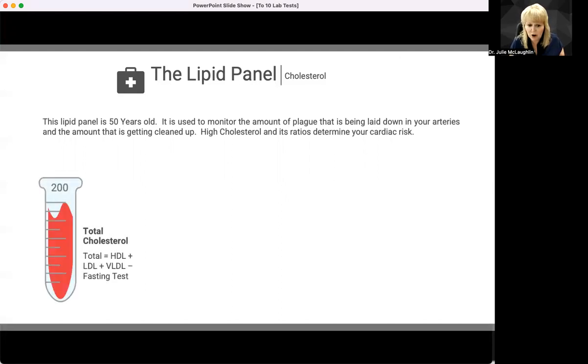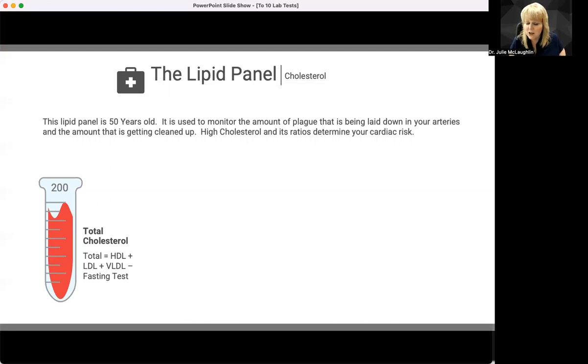For total cholesterol, we want to be below 200, and that's both for lab range and functional medicine range. One thing I want you to know: I don't want you to freak out if your total cholesterol is high, because it's a math problem. Your total cholesterol equals your HDL plus your LDL plus your VLDL. Literally, if you took out a calculator or wrote it on a piece of paper and added those 3 numbers up, that would equal your total cholesterol. So if any one of them is too high, hopefully it's your HDL, your good cholesterol, it can bump your total up.